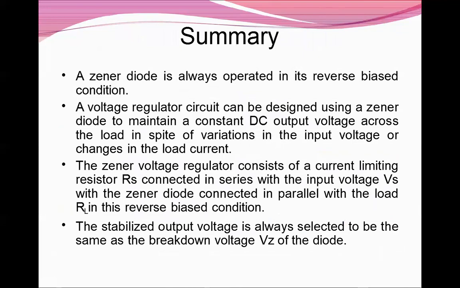So far we have seen the Zener diode, how it operates, what its structure is, and how it acts as a current limiting resistor and voltage regulator. Here we can design the Zener diode as a voltage divider to maintain a constant DC output voltage across the load in spite of variations in the input voltage and changes in the load current. The stabilized output voltage is always selected to be the same as the breakdown voltage of the diode. Thank you.